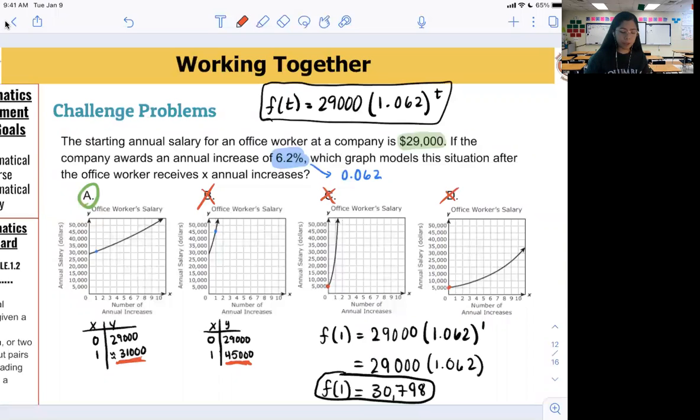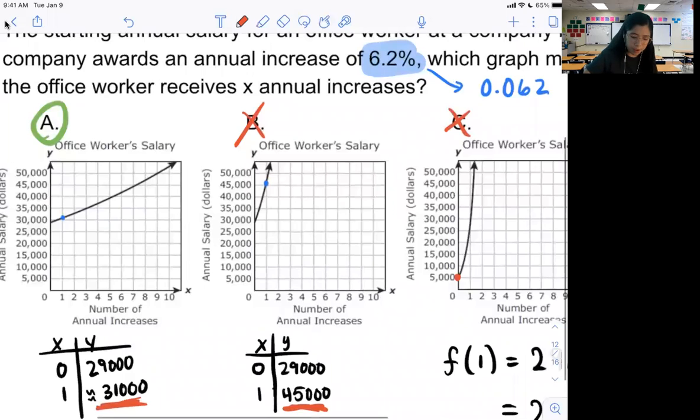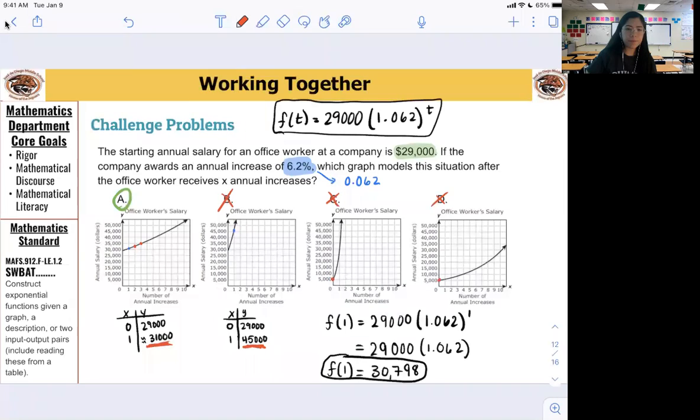You can plug in, we could have done the same thing with 2. Well, not really, because answer choice B doesn't even show us what the value is after 2 years. But you could have done it with answer choice A. You could check 2, you could check 3, and then see which one matches correctly.